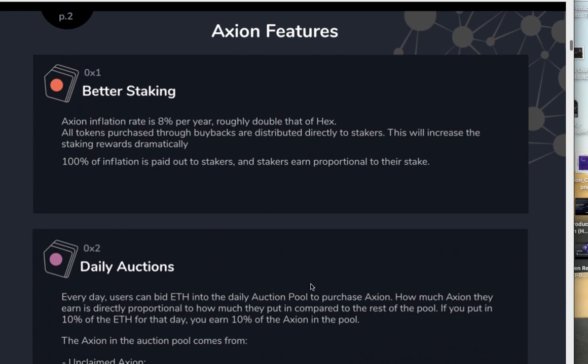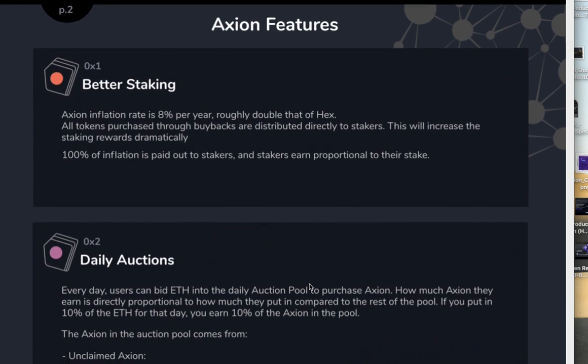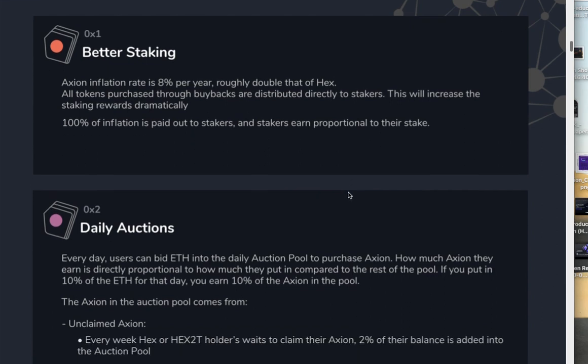So Axion features better staking. Axion inflation rate is 8%, so this is the real key that you want to be finding out about. Roughly double that of HEX. All tokens purchased throughout buybacks are distributed directly to stakers. This will increase the staking reward dramatically. 100% of inflation is paid out to stakers, and stakers earn proportional to their stake. All right, so you'll be staking, but obviously there'll be a whole ton of other people staking, so you'll earn proportional in relative terms to them. Okay, so just remember that.